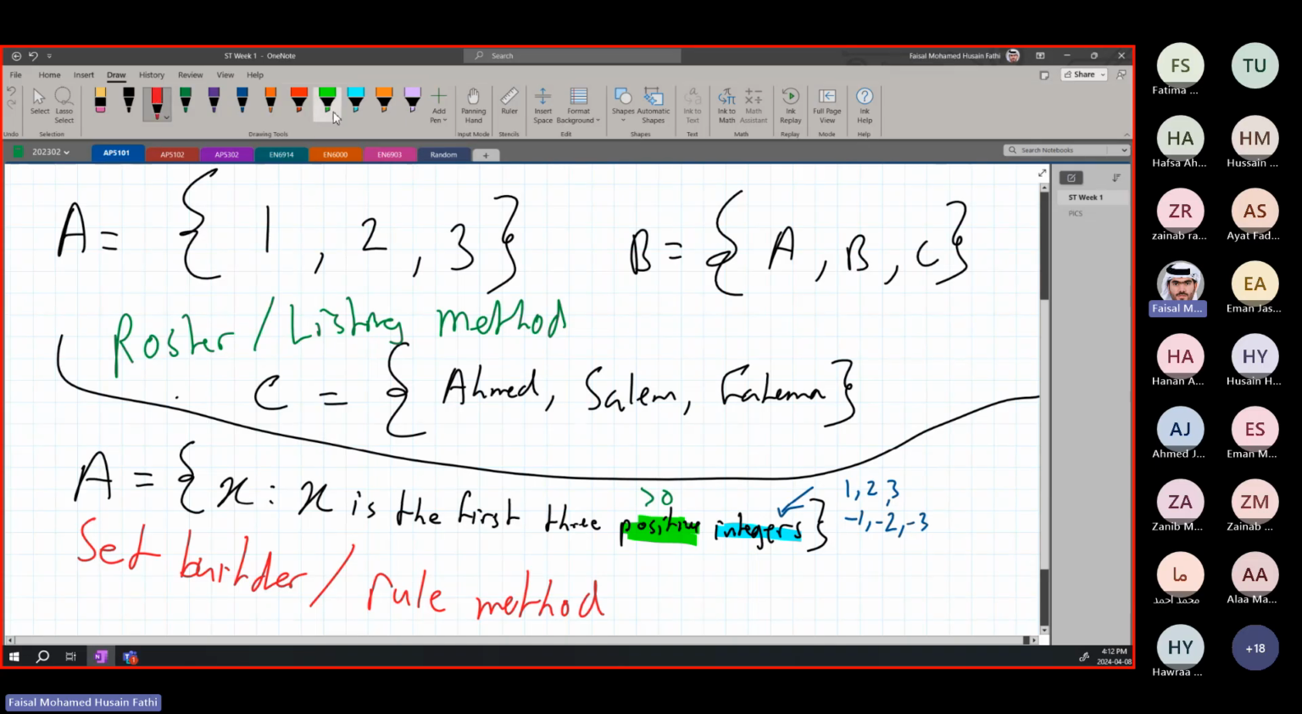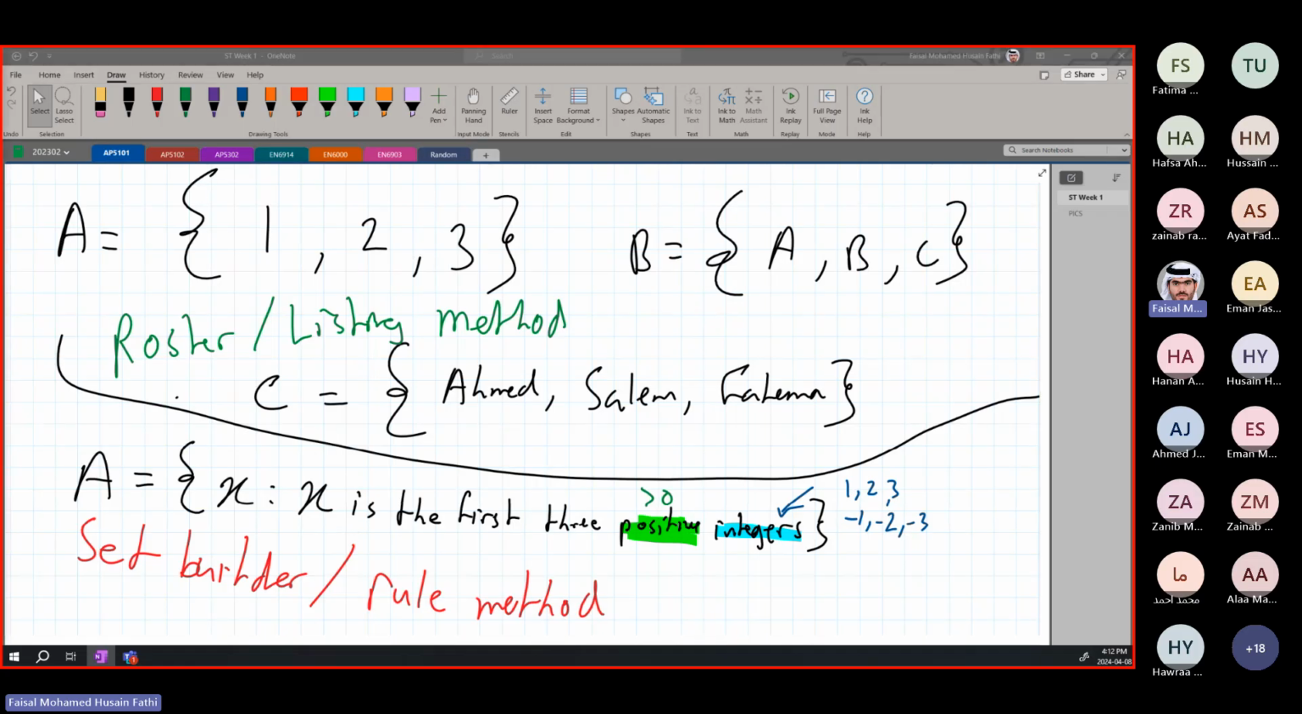All right. So this way it's called the set builder or rule method. It is also another way of identifying a set. You can write the words that mean the same thing as the numbers. So it's basically the words that mean the same thing as writing the number or the set value itself. This is also acceptable as a way of identifying a set.